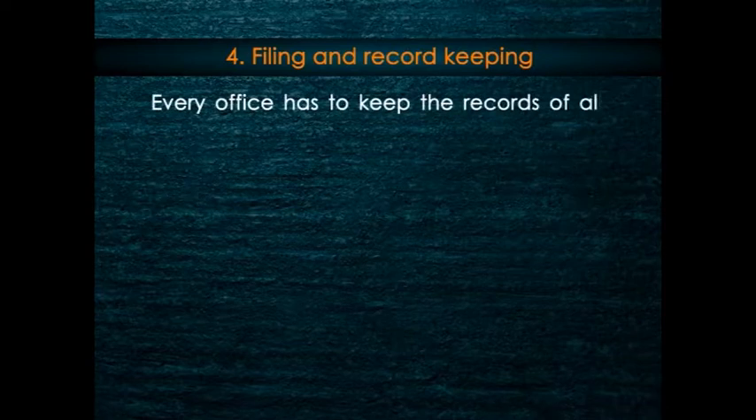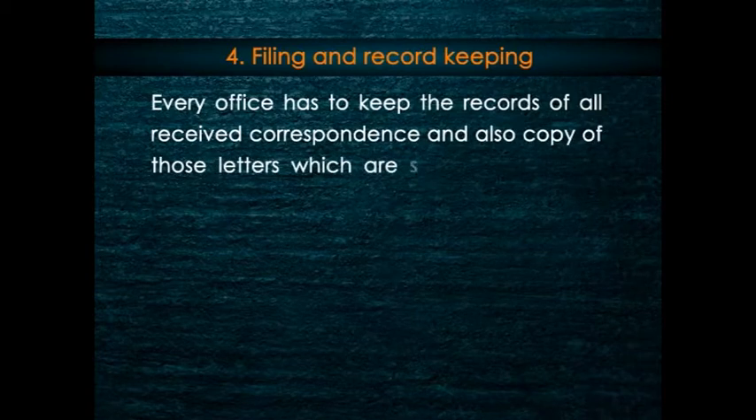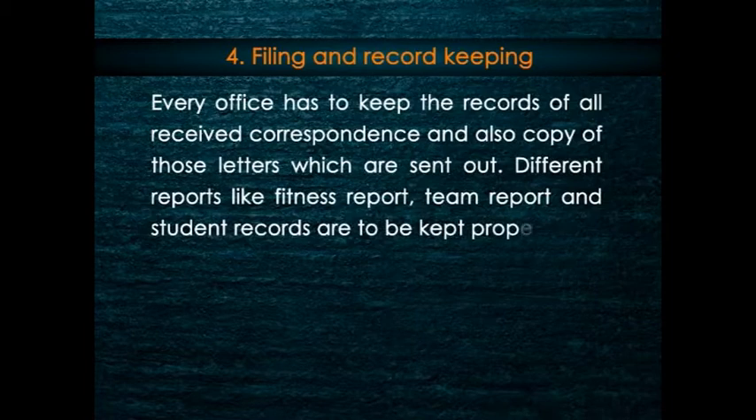Number 4. Filing and record keeping. Every office has to keep the records of all received correspondence and also copies of those letters which are sent out. Different reports like fitness reports, team reports and student records are to be kept properly. The system of record keeping should be such that the required documents can be traced easily whenever required for future reference. It is done better when one person does it.